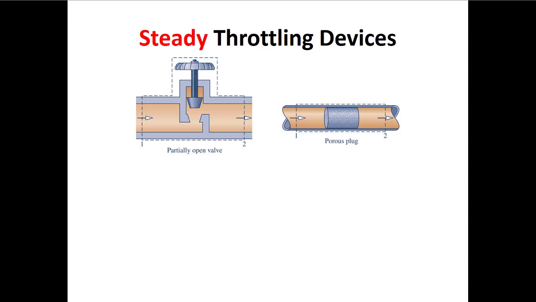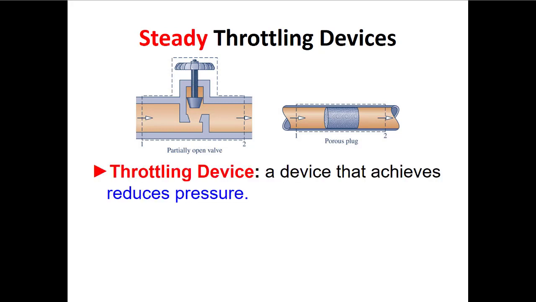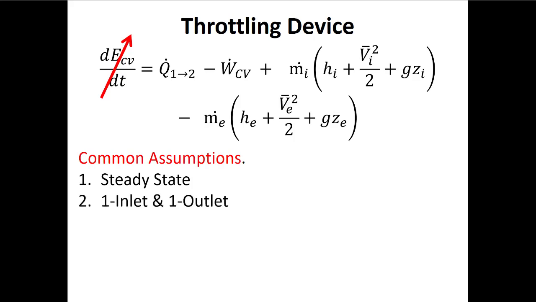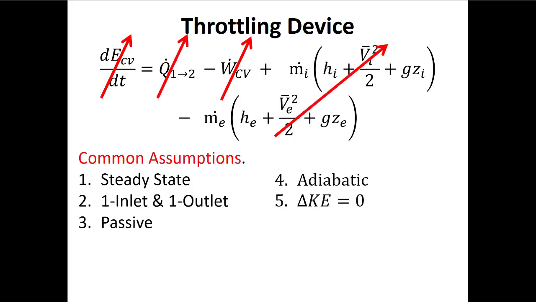Another thing that we might do is a throttling valve. You have these in air conditioners and refrigerators. Basically, it's a way to lower the pressure inside the system, right? So it reduces pressure. Throttling devices are not very exciting thermodynamically. They're at steady state. They're one inlet, one outlet. They're passive, so there's no power. They're adiabatic, so there's no heat transfer. There's no change in kinetic energy. There's no change in potential energy, right?